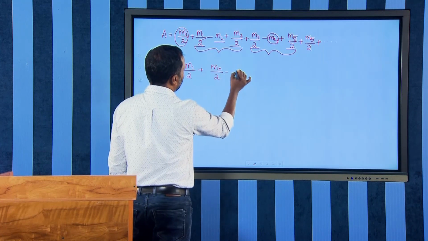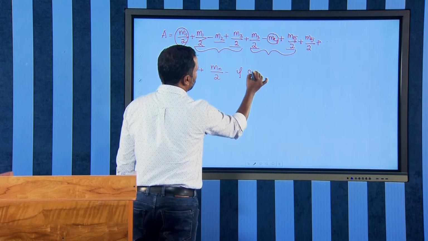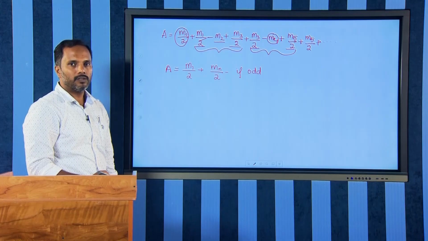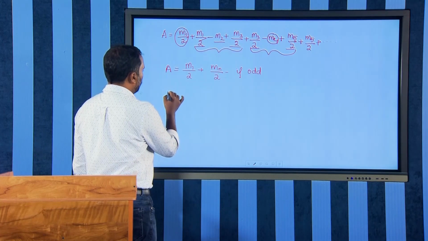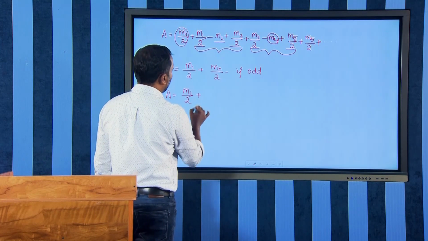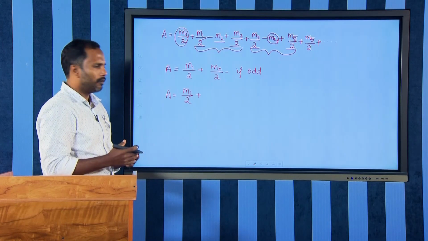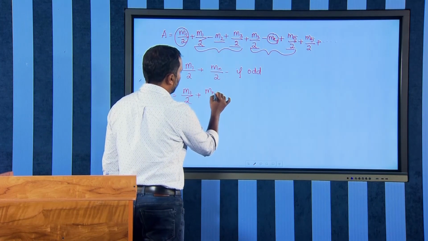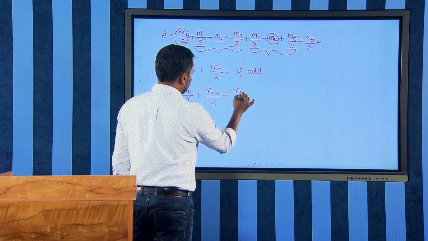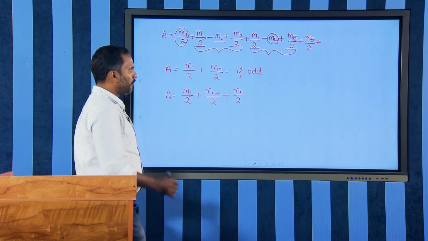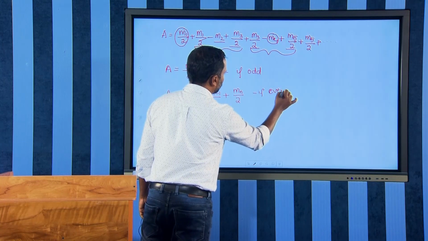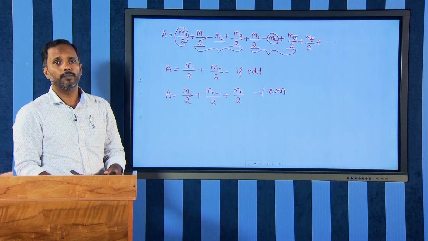So if there are an odd number of zones, and if there is an even number of zones, then we will have the amplitude A equal to, obviously M1 by 2 will be there, then we have to consider two terms. First M(n minus 1) by 2, and there will be the last M(n) by 2, if n is even.